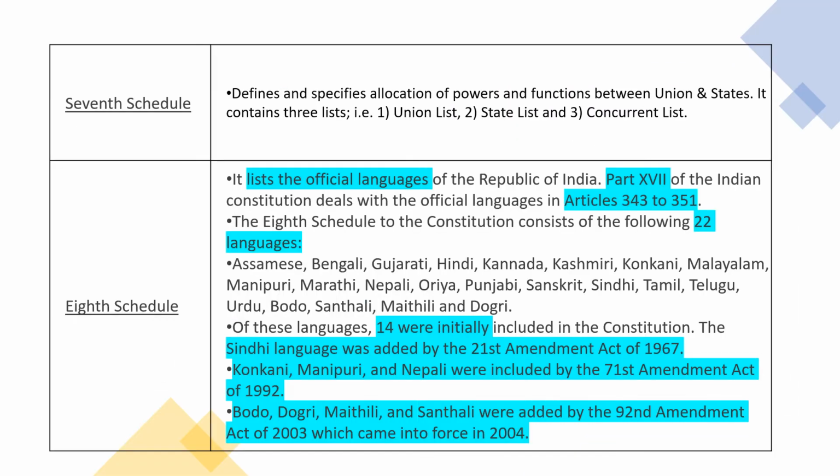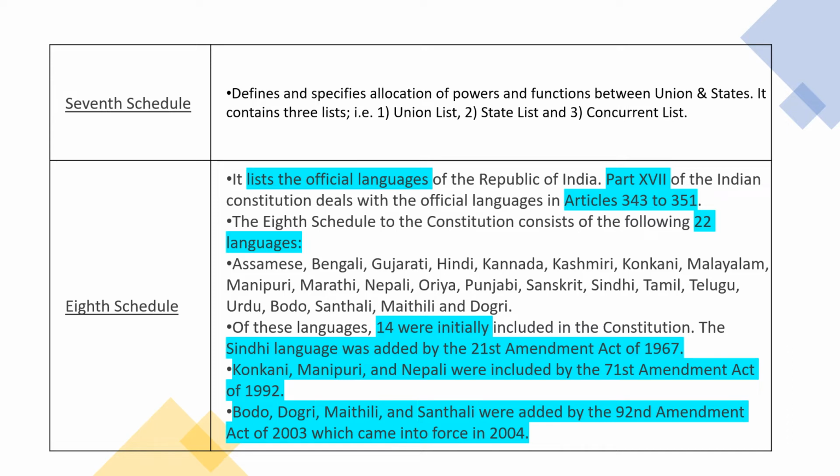Seventh schedule defines and specifies the allocation of powers and functions between the Union and the states. It contains 3 lists: union list, state list, and concurrent list. Eighth schedule. It lists the official languages of the Republic of India. Part 17 of the Indian Constitution deals with the official languages in Articles 343 to 351.